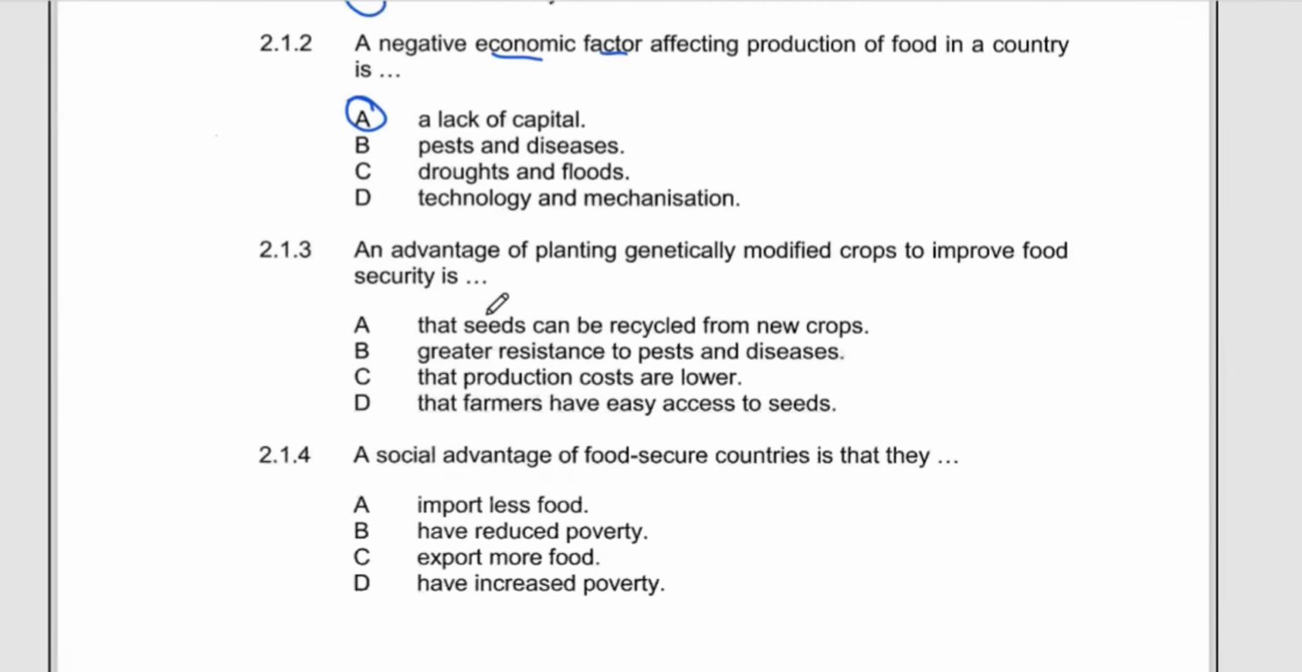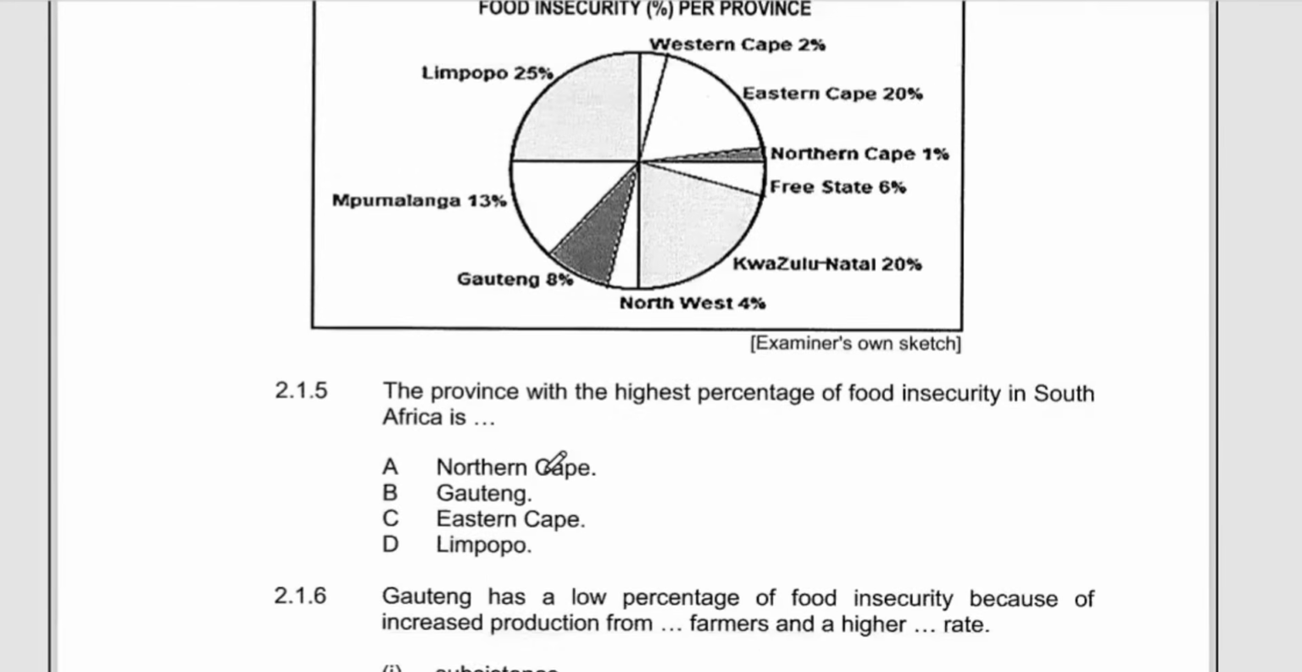213. An advantage of planting genetically modified crops to improve food security is, what is the benefit of using GMOs? Right, there is greater resistance to pests and diseases. Right, number 214. A social advantage of food secure countries is that we want to look at social, an advantage to society. Right, they have reduced poverty. Right, moving on to the next question.